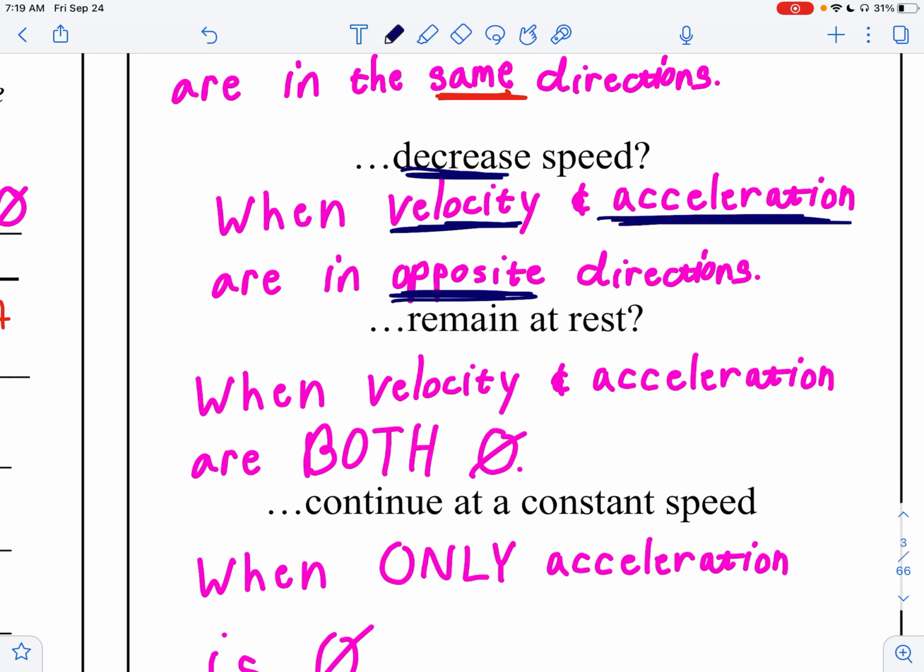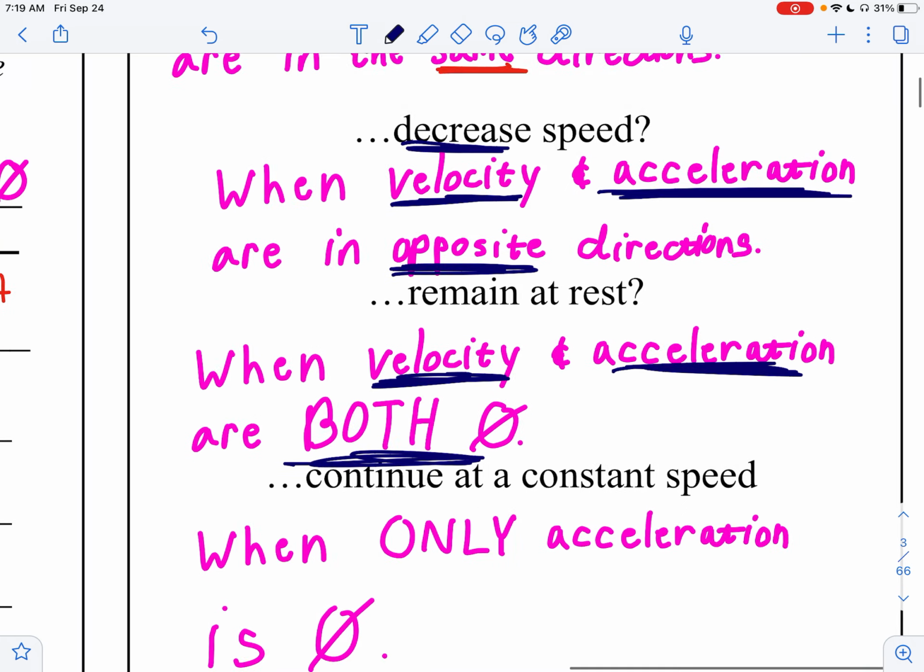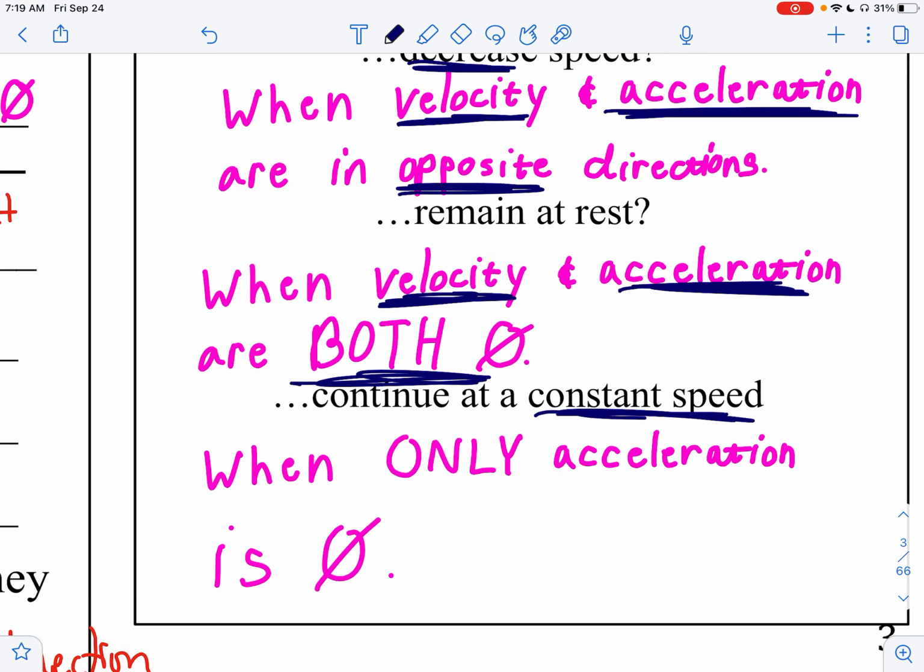When do you remain at rest? When your velocity is 0 and your acceleration is 0. And when are you at a constant speed? Well, when only your acceleration is 0. So your velocity isn't changing and your velocity is not 0.